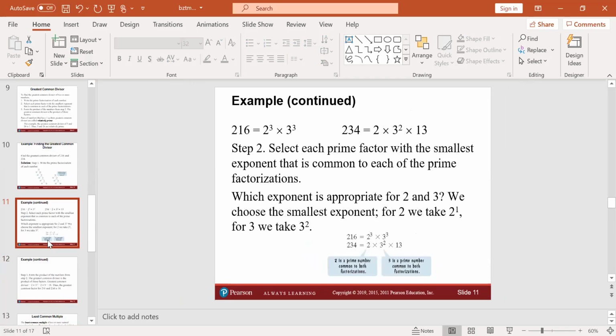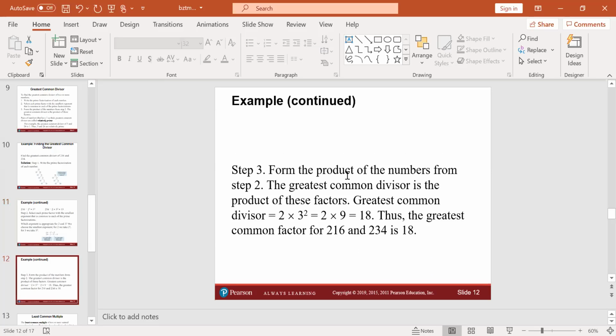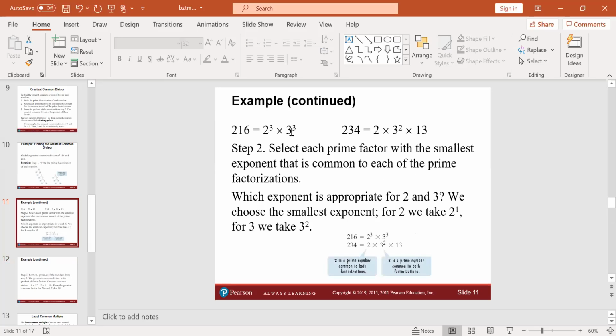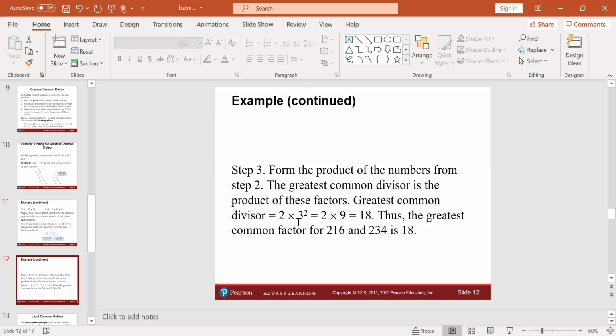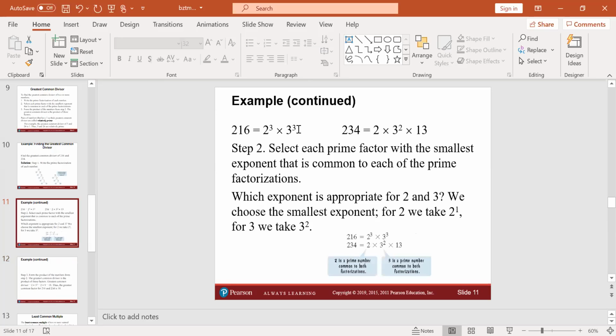So you take the least number of representations. This has 3 2s. This only has 1 2. So the GCD is going to accept only 1 of those 2s. This has 3 3s. This only has 2 3s. So the GCD is going to accept just 2 3s only. This has no 13s. This has 1 13. So the GCD is going to accept no 13s. It's going to accept the lesser of the representations of that prime base.